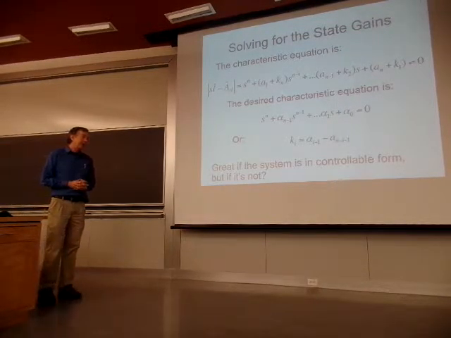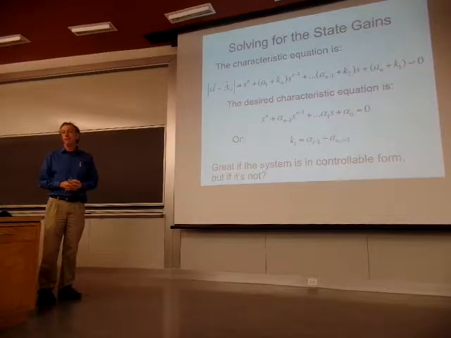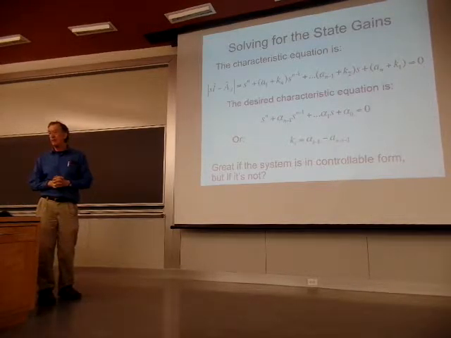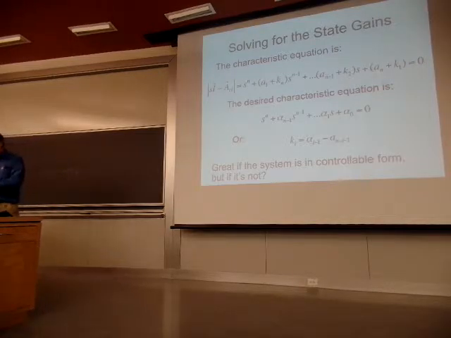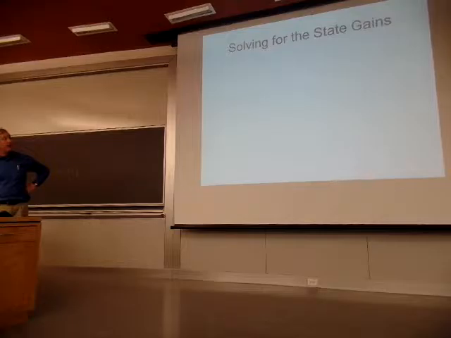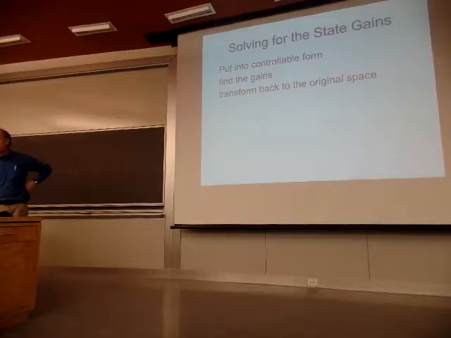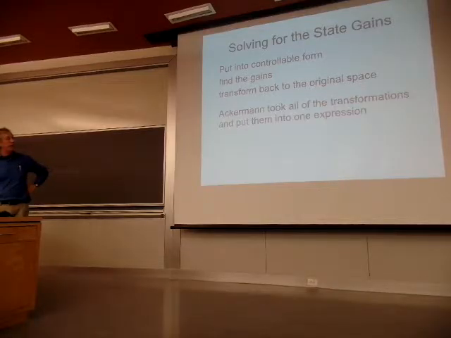So it's great if the system's in control form. If it's not, I can't do this. Kind of painful. So what we're going to do is put it in control form, find the gain, and transfer it back to the original space. You can do that. That's not too hard to do. Ackermann did that. He took all these transformations and put them into a single expression.